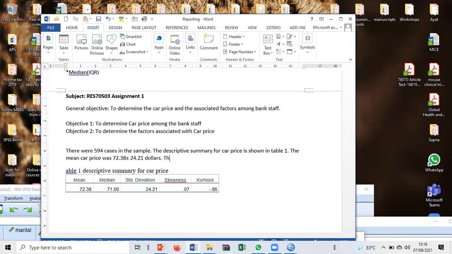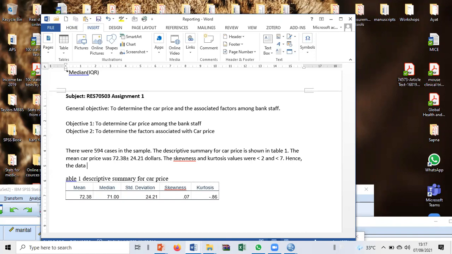All right, the skewness value and kurtosis values per lesson 2, lesson 7, and the data distribution value. Normal. The Kolmogorov-Smirnov test will be less than 0.05. Right? The 95% confidence interval, confidence interval for car price.